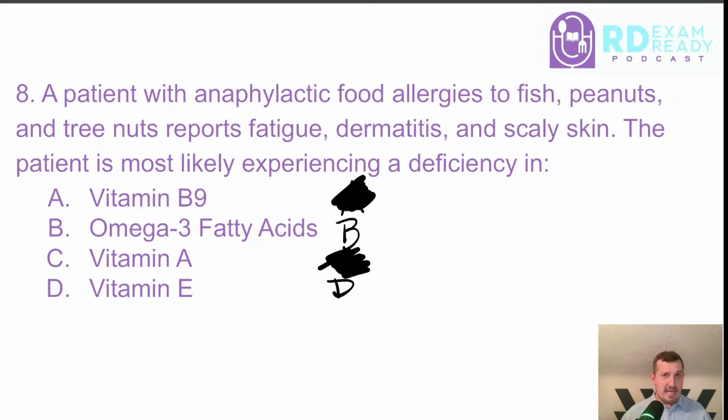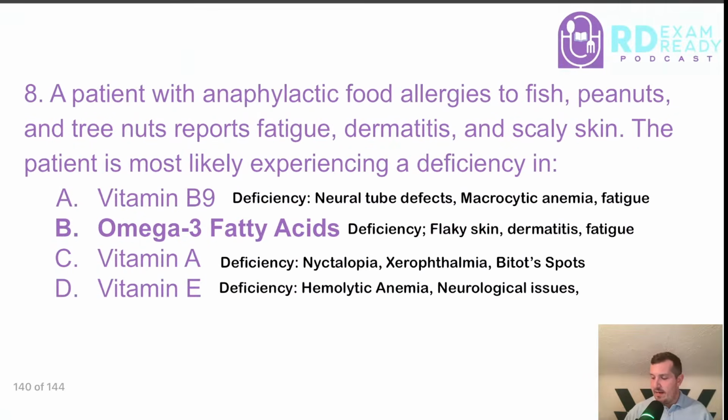D, vitamin E. Well, we know people take vitamin E for their skin, right? And that kind of fits with that dermatitis, scaly skin. So maybe it could be, but I don't know about the fatigue. That's kind of a tough one. So for B and D, I would say I'm going to go with what I feel more convicted with. To me, I feel like my best answer is going to be answer B in this case for omega 3 fatty acids. And that, in fact, is going to be the deficiency you see there.